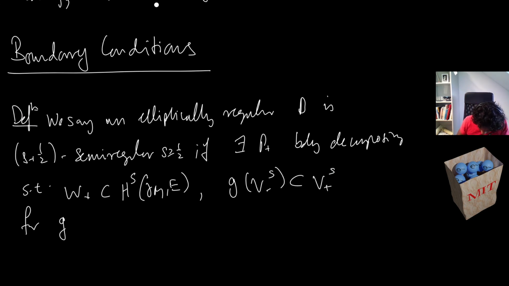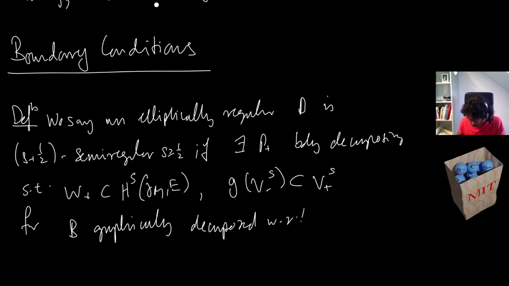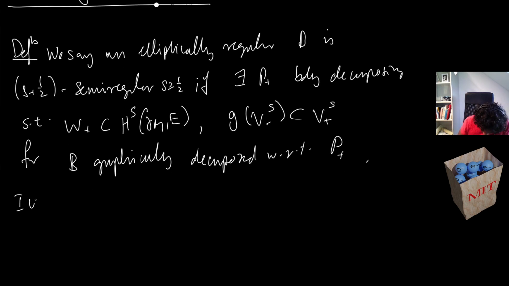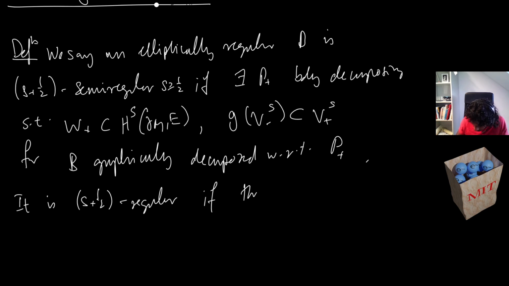For B graphically decomposed with respect to P plus. So it is S plus a half regular if this also holds for B adjoint, right? So if it's semi-regular for B dagger also.